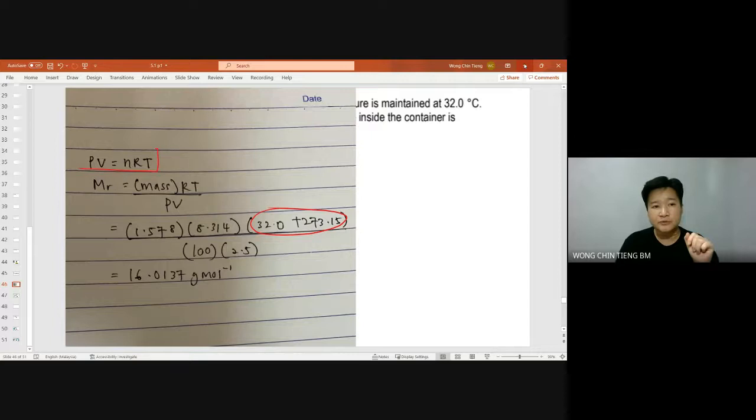Tak letak idea guess pun tak apa sebab yang akan dapat markah kat sini is this formula. So substitute in the mass given. Your R will be 8.314 because your pressure right now is in kilopascal. Tak ada issue. Volume 2.5 given. Temperature is in Kelvin. So you got 16.0137. Soalan adalah molar mass. Therefore unit adalah gram per mole. Unit tak ada markah. Okay.